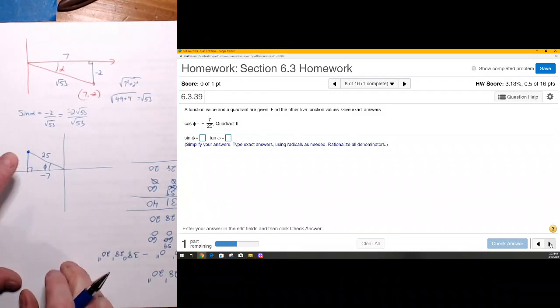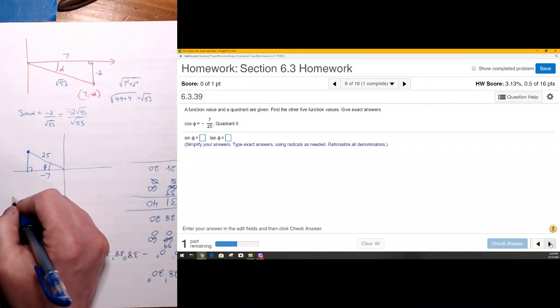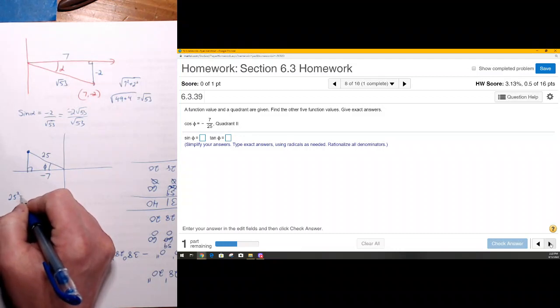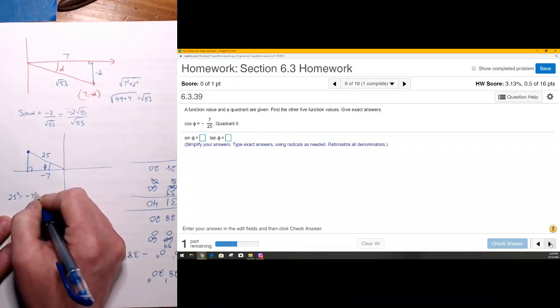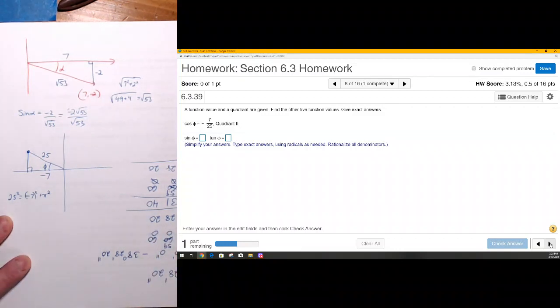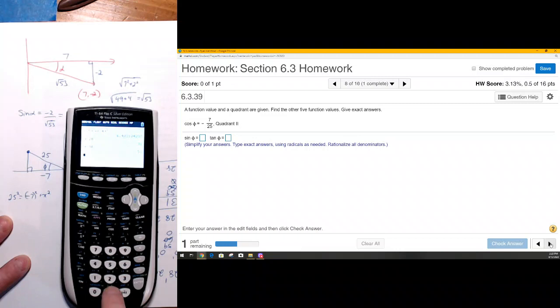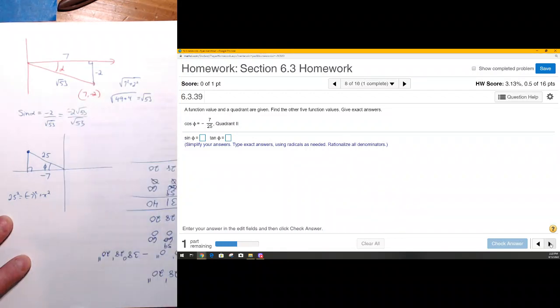Now I have to figure out what sine is using my Pythagorean theorem. I know that 25 squared is equal to minus 7 squared plus whatever this is squared. So I'm going to do the square root of 25 squared minus 7 squared, and that's going to give me 24.